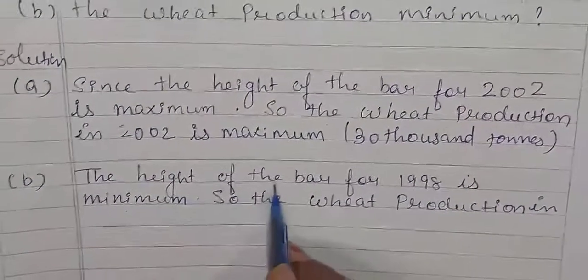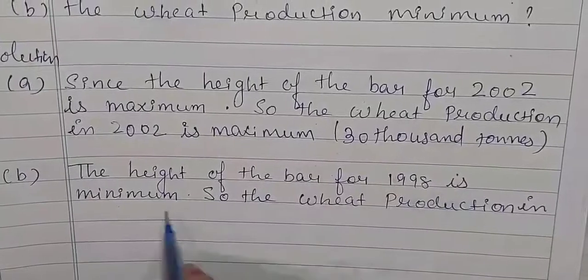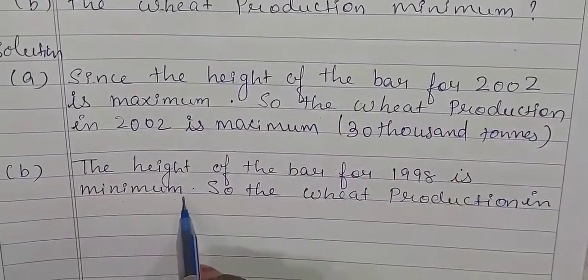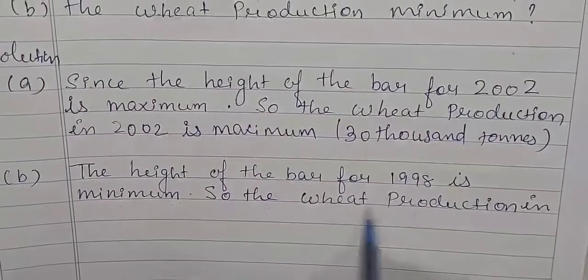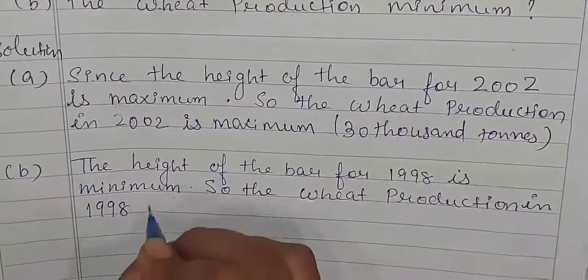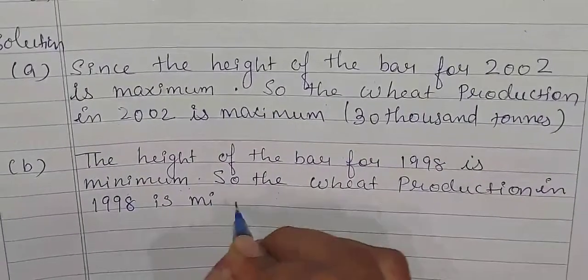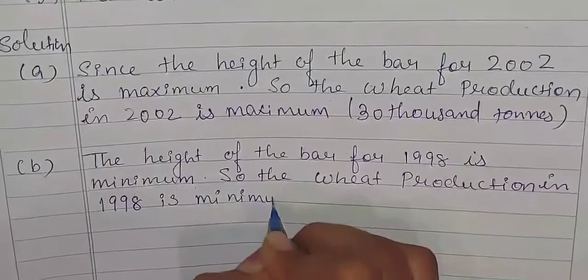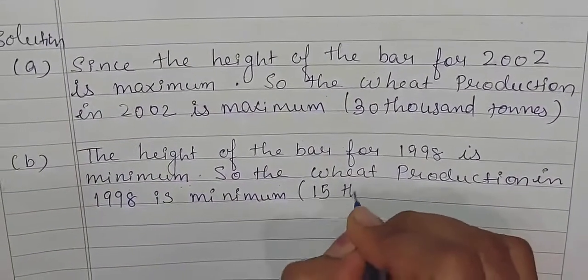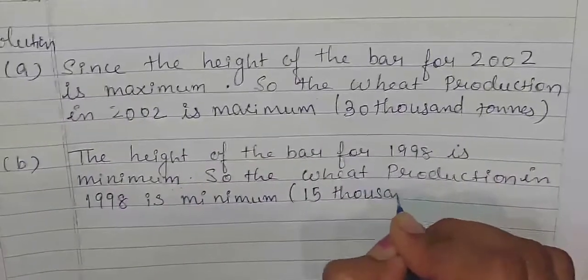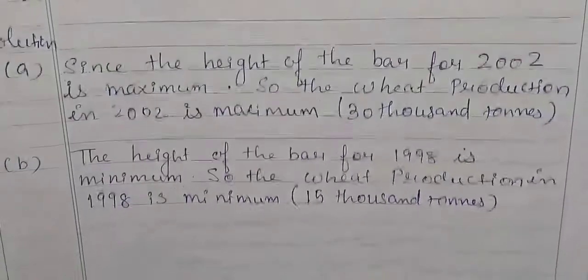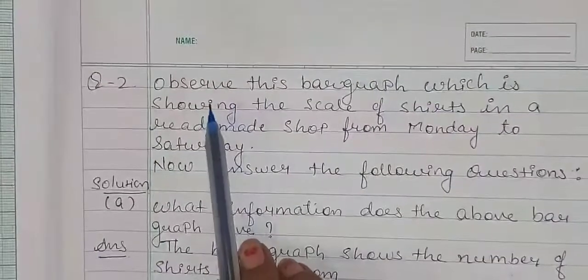B. The height of the bar for 1998 is minimum. So bar height was minimum in 1998. So the wheat production in 1998 is minimum. And how many tons was there? 15,000 tons was there. So minimum 15,000 tons.